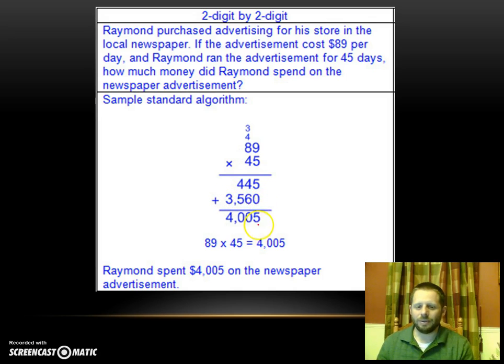So we're going to have 5 and 0 give us 5, 4 and 6 is 10, so 0 carry our 1. Okay, then again 1 and 4 is 5, another 5 makes 10, so we get 0 carry our 1, and then we add 1 and 3 and we get our 4. So $89 times 45 days is equal to $4,005. So that's what Raymond spent on his advertisement.